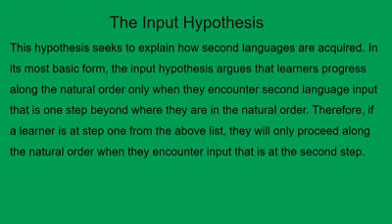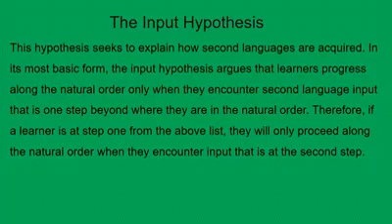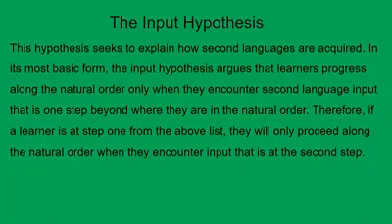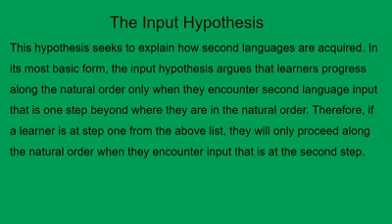The input hypothesis. This hypothesis seeks to explain how second languages are acquired. In its most basic form, the input hypothesis argues that learners progress along the natural order only when they encounter second language input that is one step beyond where they are in the natural order. Therefore, if a learner is at step 1 from the above list, they will only proceed along the natural order when they encounter input that is at the second step.